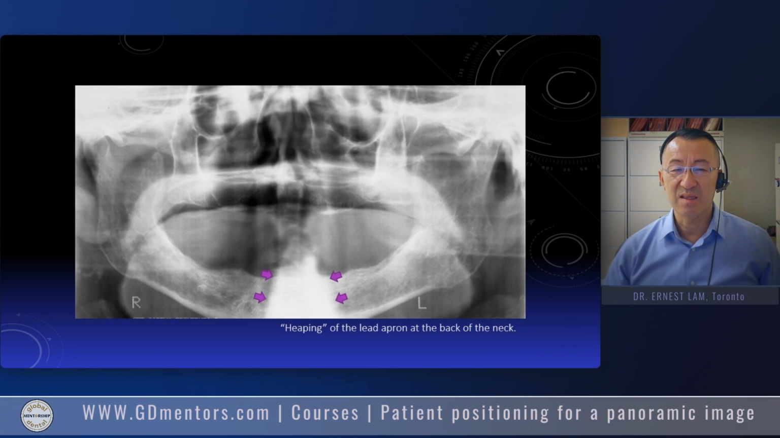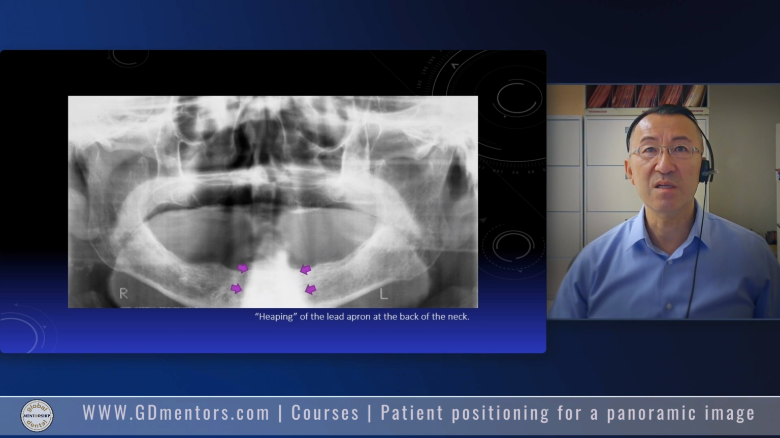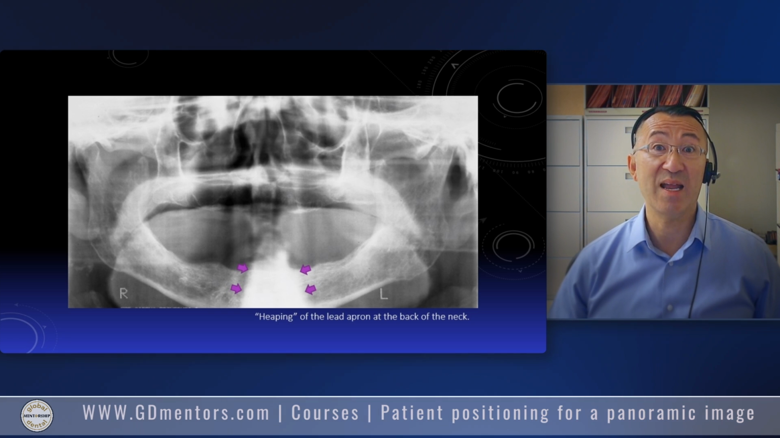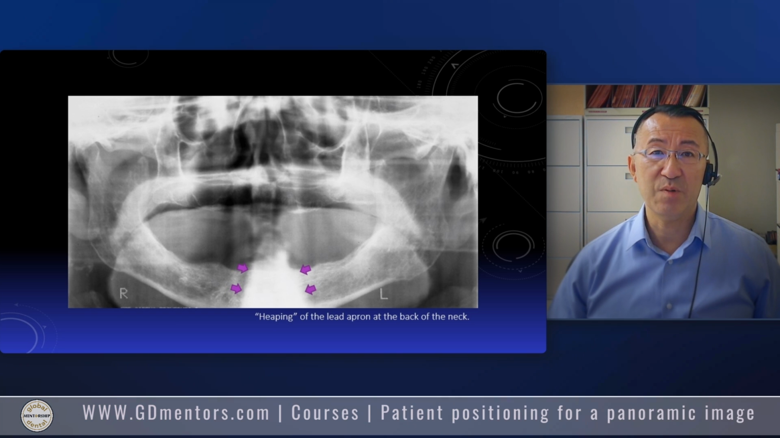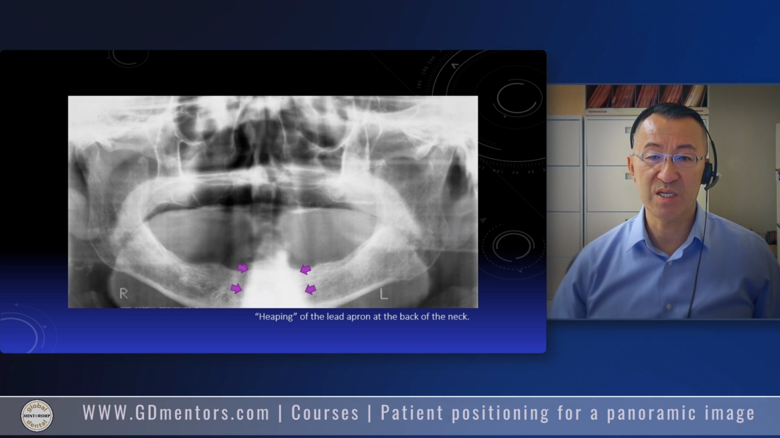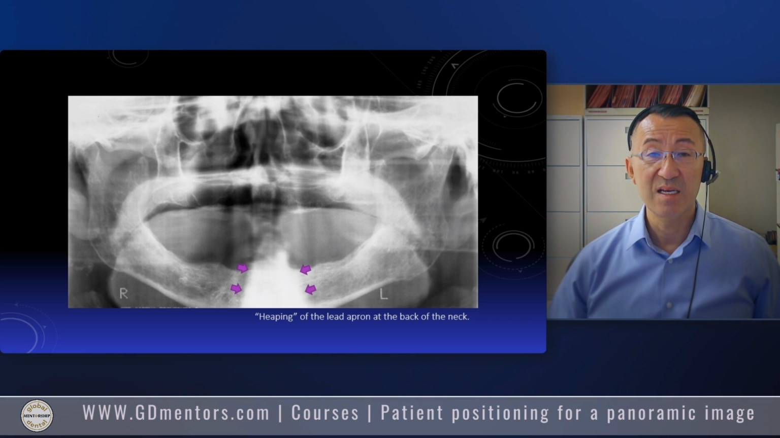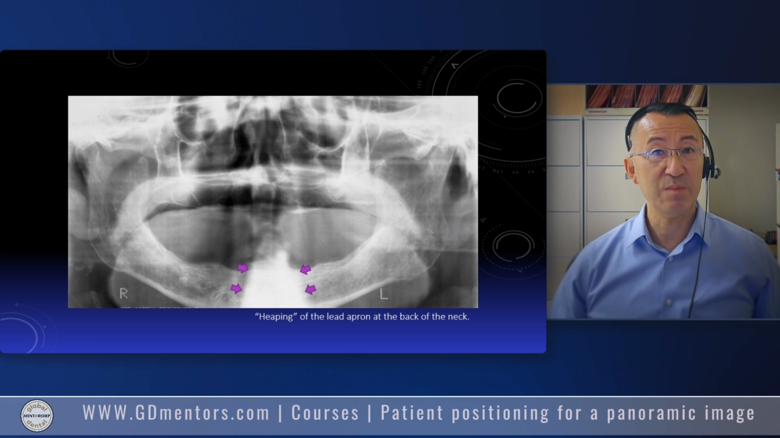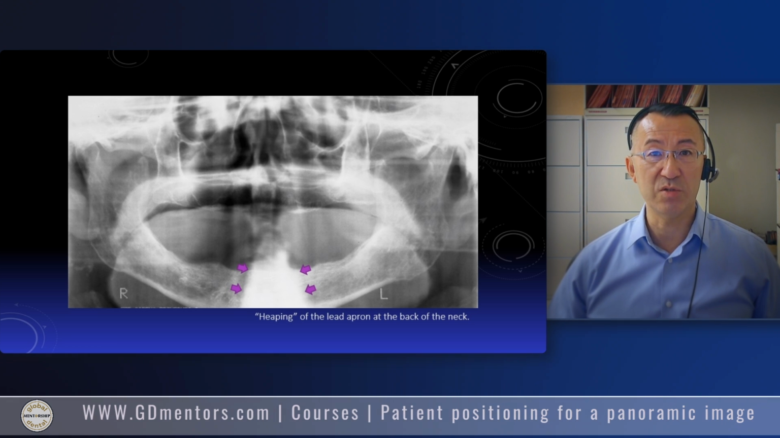Sometimes as well, the lead apron or the lead cape can bunch up against the back of the patient's head. This is typical in a particular group of patients who have very, very short necks. And so in these instances, the bunching up of the lead apron can be captured by the imaging system. So one way that you can help alleviate this artifact is you can smooth out the apron on the patient's shoulder and back and tell the patient to relax their shoulders and in fact try to press their shoulders down during the acquisition.